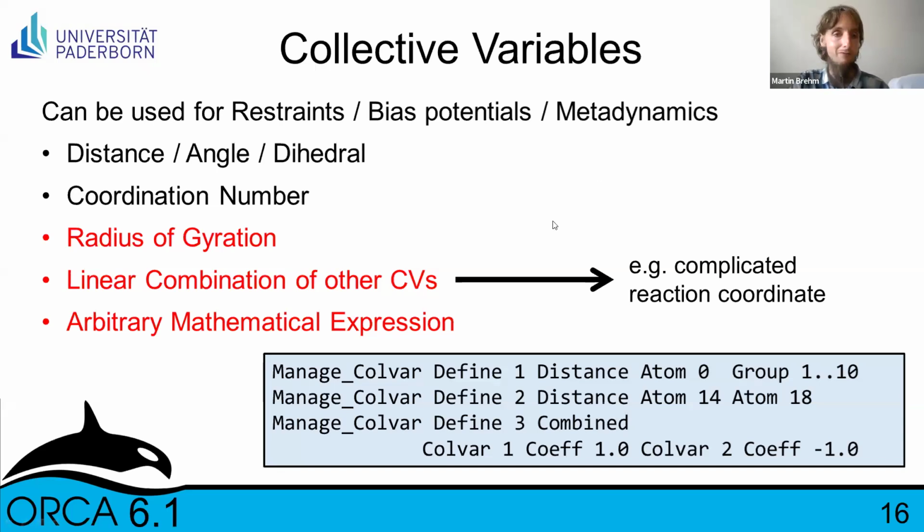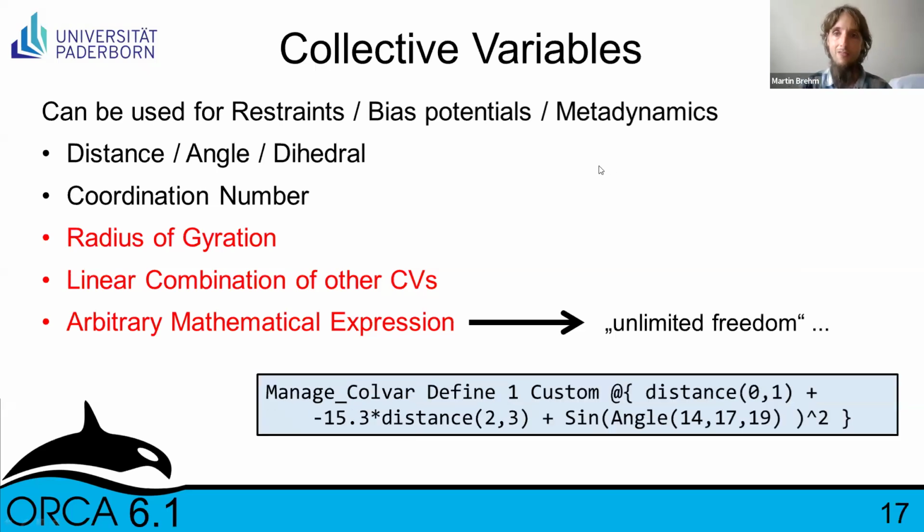And if this flexibility is not enough for your case, you can now even use arbitrary mathematical expressions to define your collective variable, which leads to something like unlimited freedom. Here's one example. We say collective variable type custom, and then there comes a strange syntax, which is the syntax for lambda expressions in this input language. And here you just put any expression you want. For example, in this case, we take the distance between the first two atoms plus the distance between the next two atoms multiplied with a constant plus the sine of an angle of 3 atoms to the square. So here you can write any mathematical expression and it will be a collective variable, and you can, for example, run metadynamics with it. I think it is a very powerful feature and it allows for arbitrarily complex collective variables.